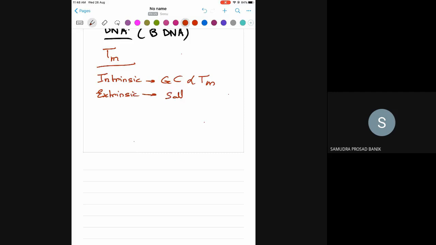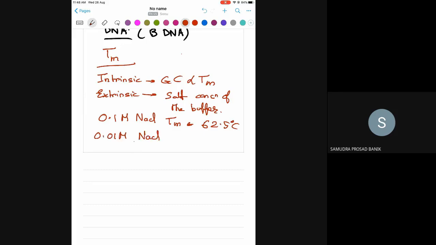The salt concentration of the buffer in which you are carrying out the denaturation analysis. Salt concentration. Suppose in 0.1 molar NaCl, you find the Tm of a certain DNA sequence to be, let's say, 62.5 degrees centigrade. If you do the same analysis in 0.01 molar NaCl, you will find the Tm decreased to, let's say, 60.8 degrees centigrade. Tm কমে যাবে. So higher the salt concentration, higher will be the Tm of the particular DNA molecule.